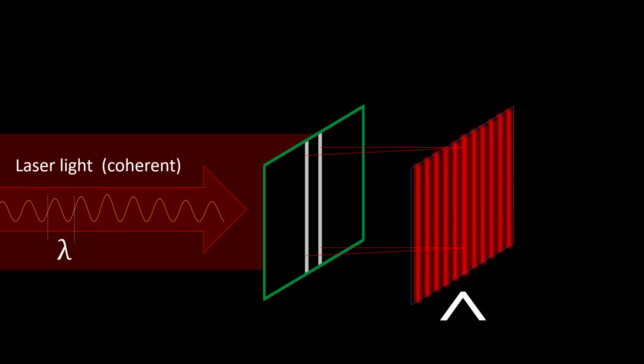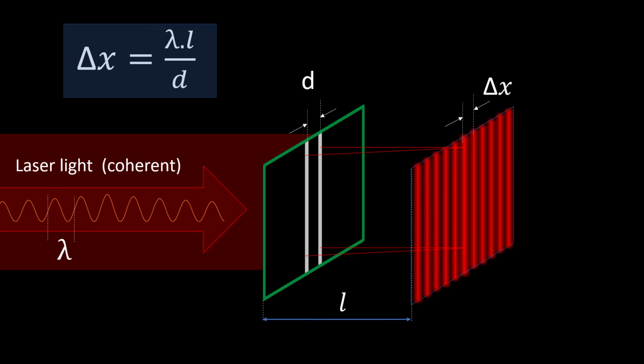and here at some distance away we observe the interference. If you now do a little math, it turns out that you can formulate the relationship between the spacing in the diffraction pattern, delta x, to the wavelength lambda, the distance between the slits d, and the distance l from the slits to where we observe the interference.